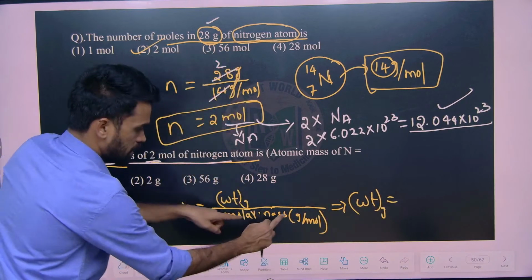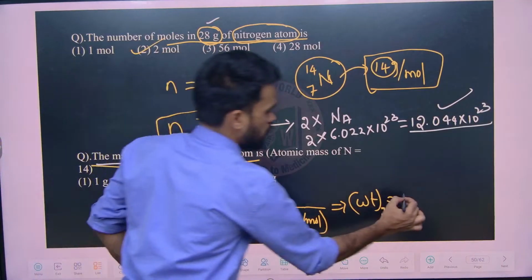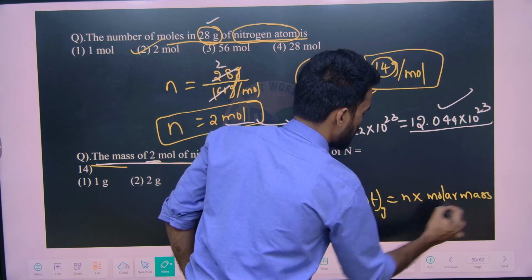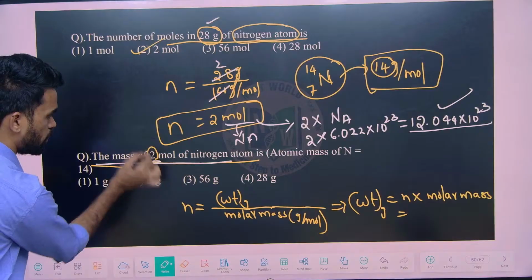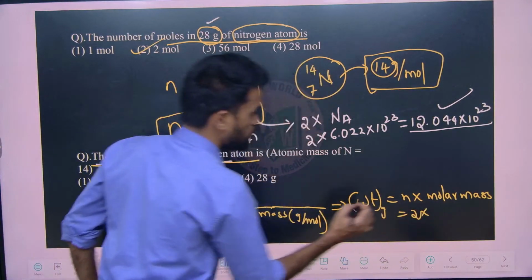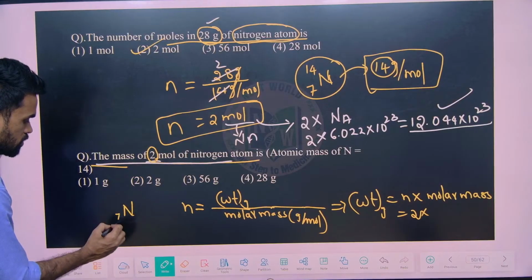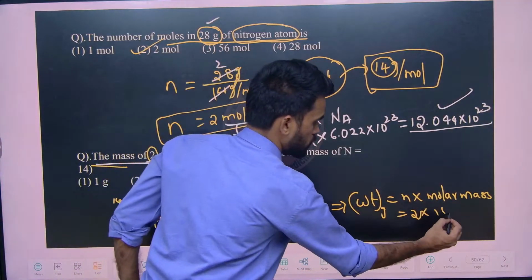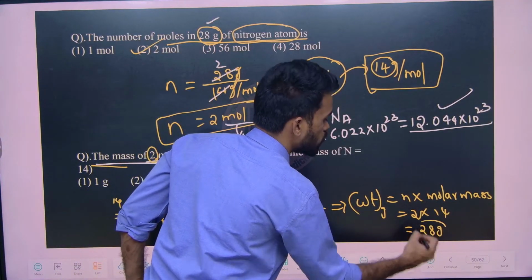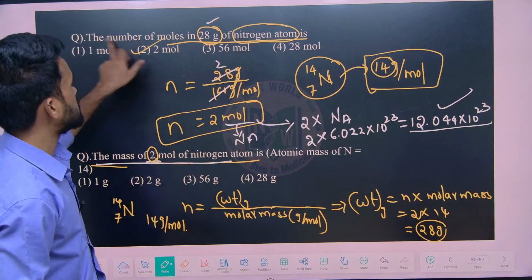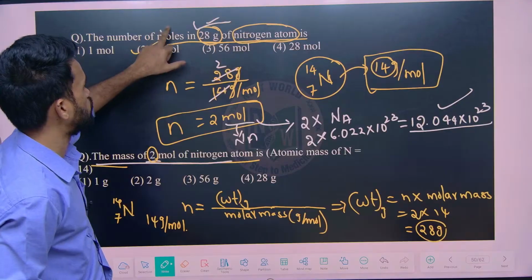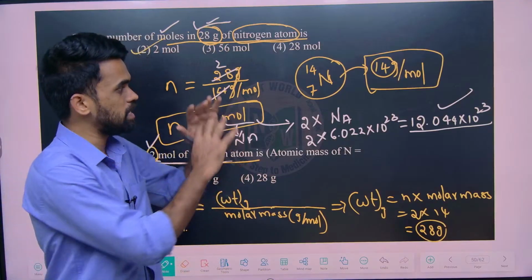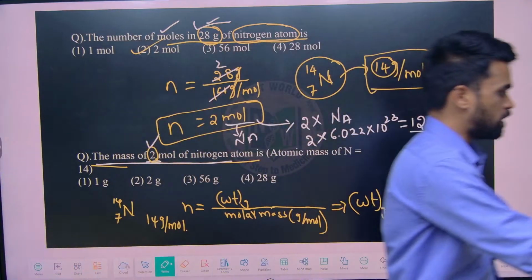So I can send this molar mass to the other side: number of moles into its molar mass. How many moles of nitrogen atoms have they mentioned? 2 moles. And the molar mass of nitrogen atom is 14 gram per mole. So it will be 28 grams. What do you understand from this? Sometimes they give you the weight and ask you the number of moles. Sometimes they give you the number of moles and ask you to calculate the weight. So this interconversion is very, very important.